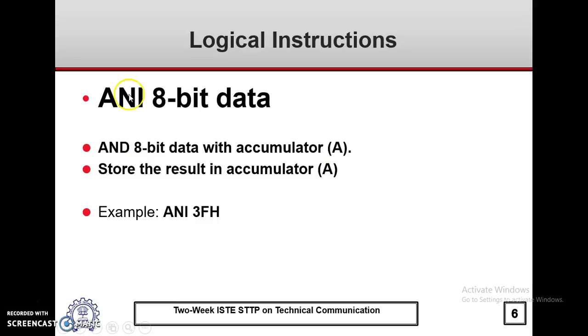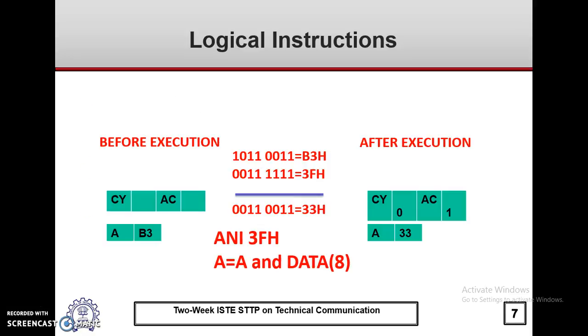Now this is again an AND function, but in this ANDing you can see this is immediate ANDing, which means 8-bit data is available. So ANDing between the content of accumulator and 8-bit data, and result is stored into accumulator.